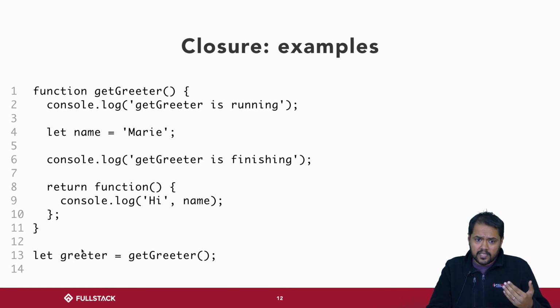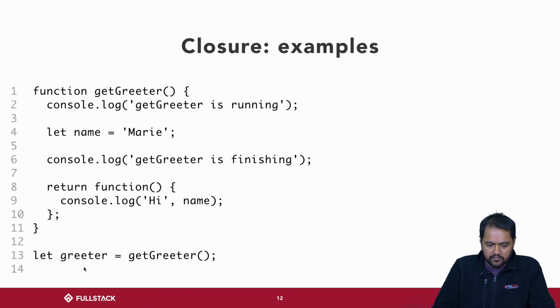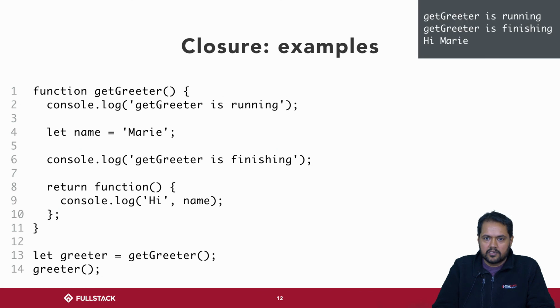And so like you have greeter, so after this line you can use greeter again and again and again, and it should still work. So like if we call greeter here, you should see that getGreeter is running, so we're right here. GetGreeter finished, so right here, right? GetGreeter is finishing right here, and still, so greeter was called down here, right? And so this function is done executing when getGreeter finishing gets called.